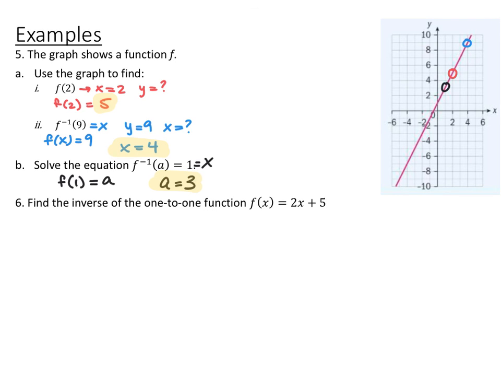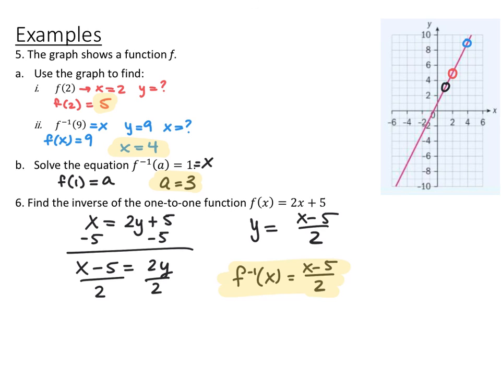The last example says find the inverse of the one-to-one function f of x is equal to 2x plus 5. So go ahead and look at the steps from the last slide and find the inverse function for this function. I switched x and y, since f of x is the same thing as y, so now I have x is equal to 2y plus 5. Then I solved for y, so I subtracted 5 from both sides, which undoes the plus 5, and I divided both sides by 2, which undoes the multiply by 2. So my new function, once I switch and relabel this as f inverse of x, is x minus 5 over 2.